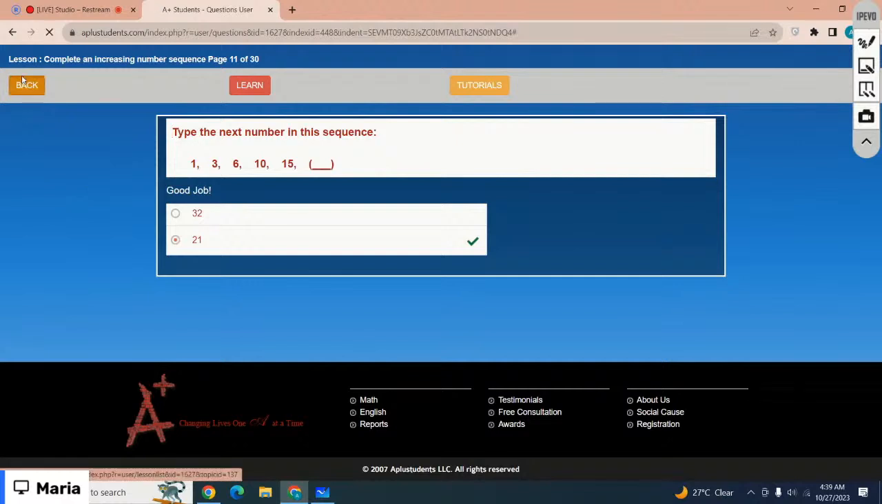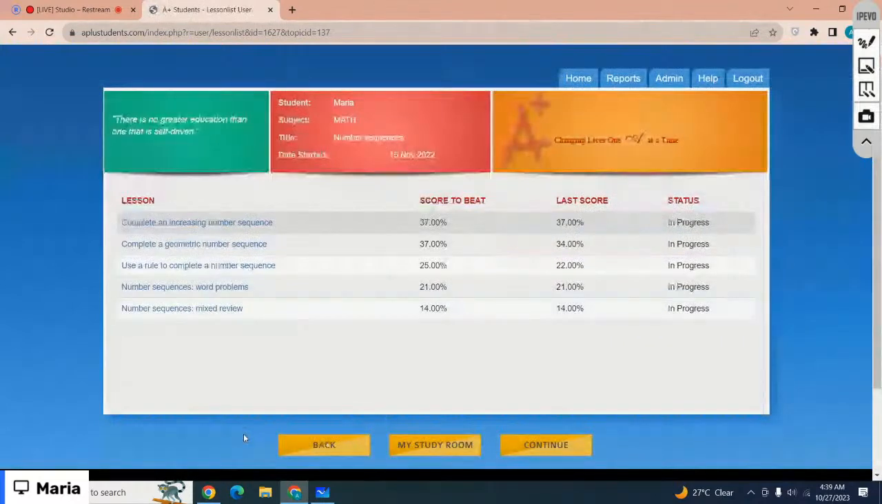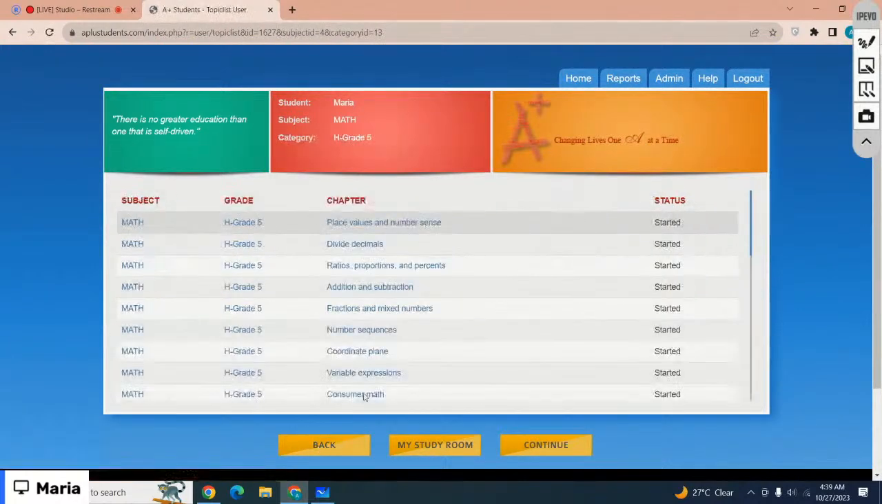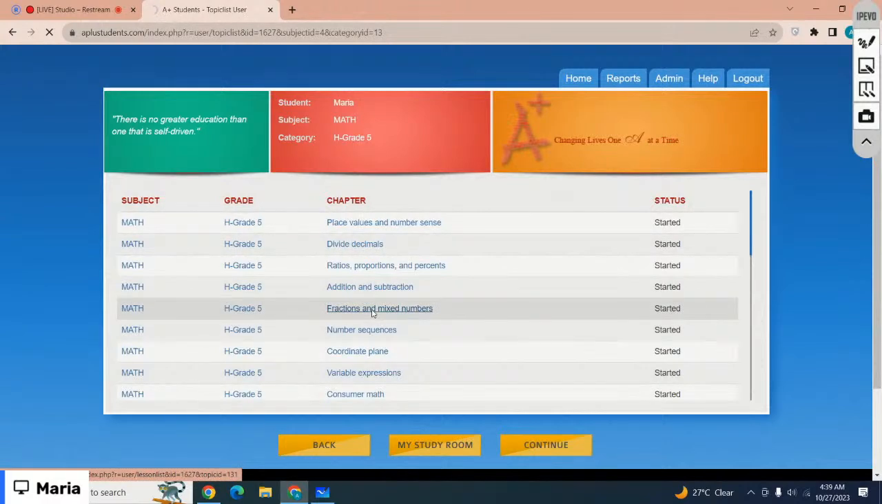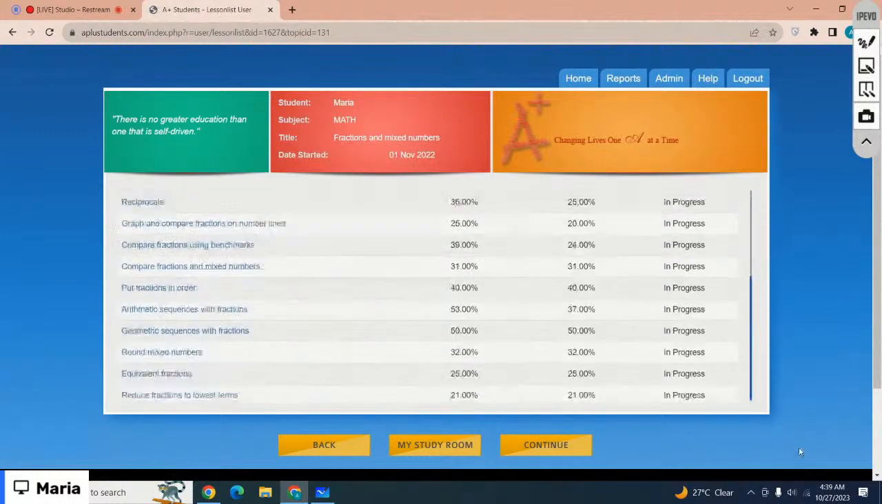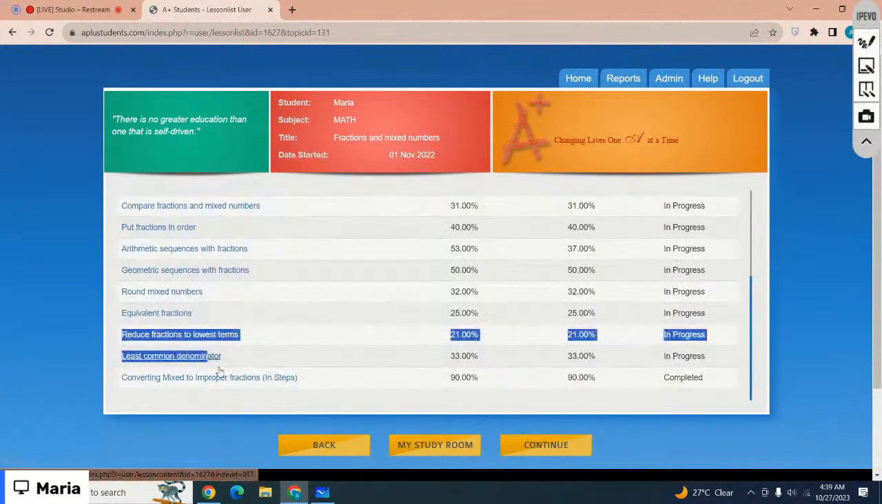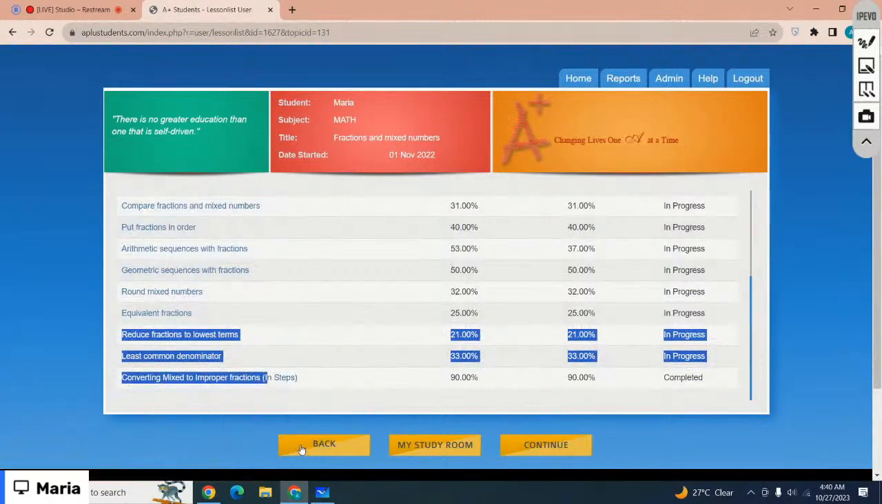Okay, you can complete the lesson by yourself later today. So we were working on grade 6 math. The chapter we have started is fractions and mixed numbers, and the lessons we have covered today are reduce fractions to lowest terms, least common denominator, and converting mixed to improper fractions, right?